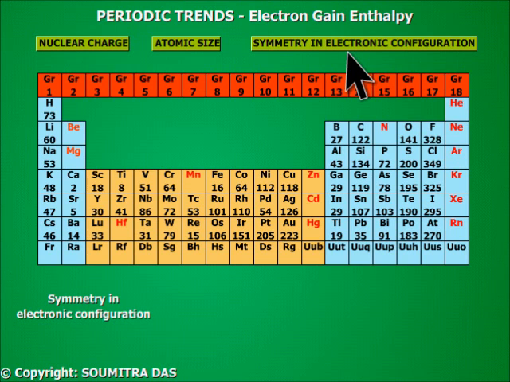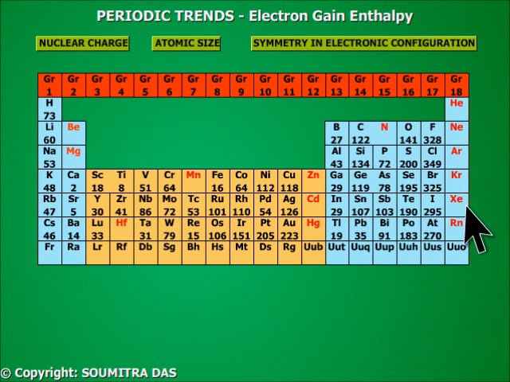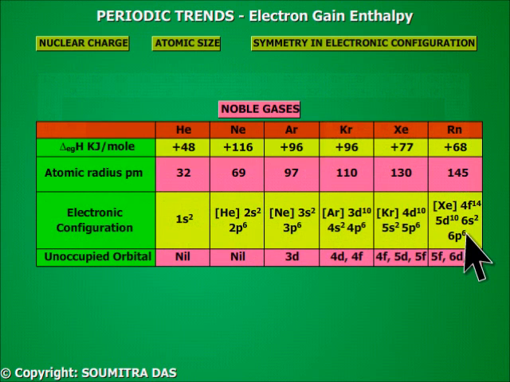A symmetry in electronic configuration that has fully filled or half-filled outer degenerate orbitals leads to extra stability which will make the process of gaining an electron endothermic. Or in other words, symmetry in electronic configuration leads to positive electron gain enthalpy. The atoms that have symmetric electronic configuration in the periodic table of elements are the noble gases. Among the noble gases, helium has the lowest positive value due to least atomic size, and neon has the highest positive value due to absence of unoccupied orbital.